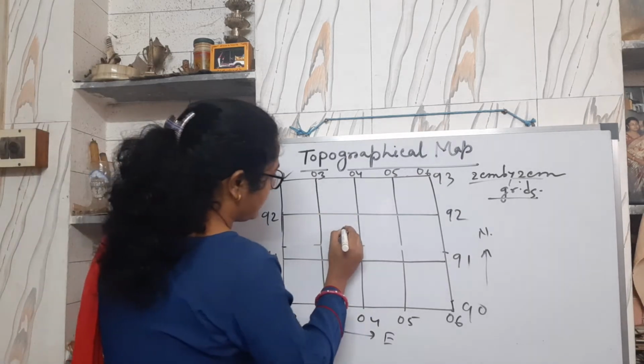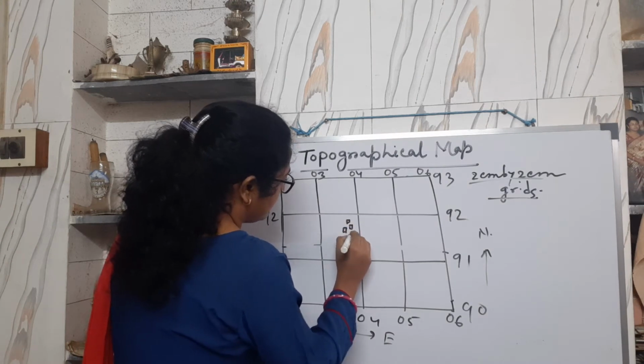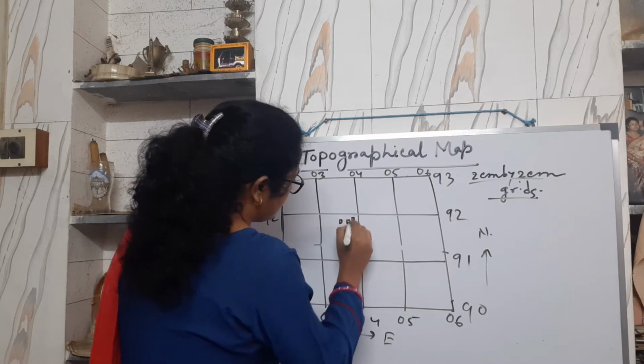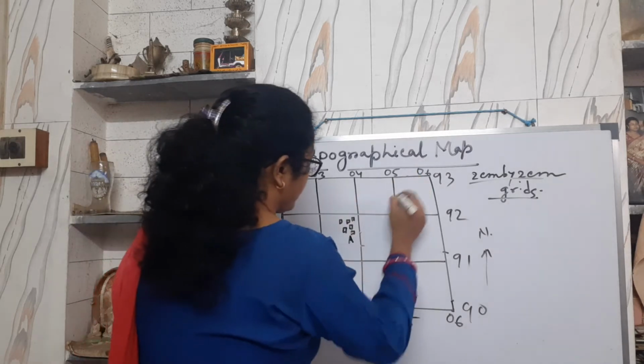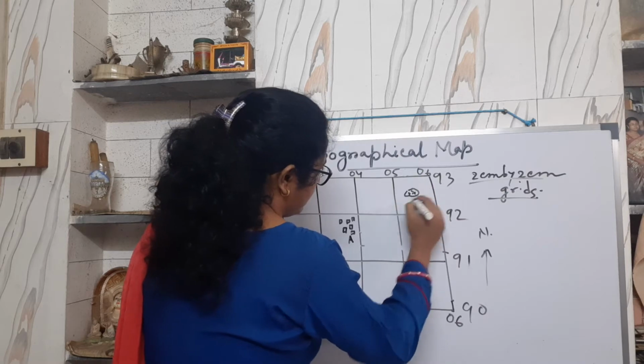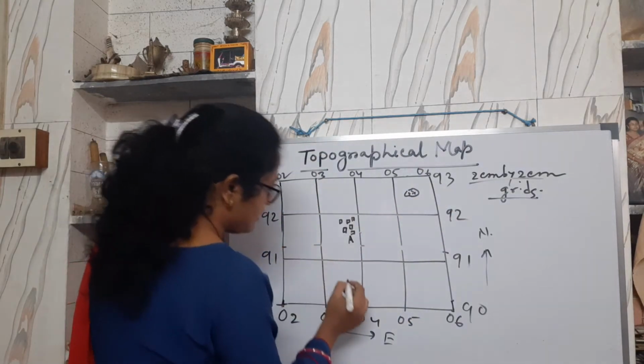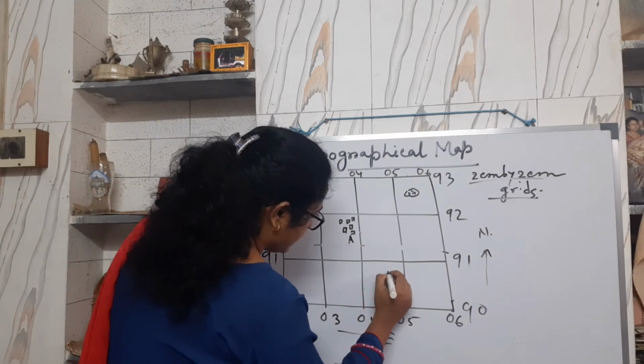Suppose the question is given, find out... let me draw this at first. This is A. This is one more feature. Suppose I am giving another feature here.